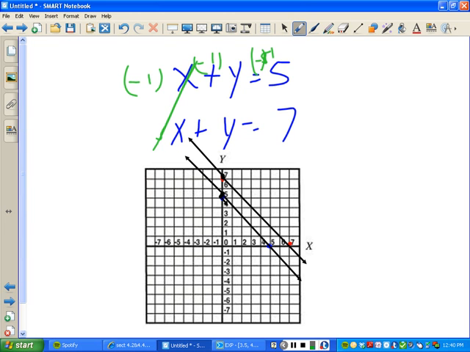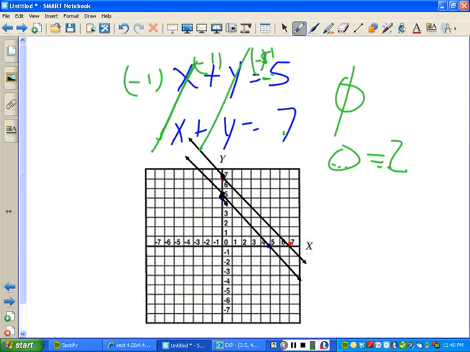The x's would cancel. The y's would cancel. Now it starts to look like that 0 thing again, right? And then what happens here? You get -5 plus 7 is, and when you see 0 equals 2, what are you going to know?